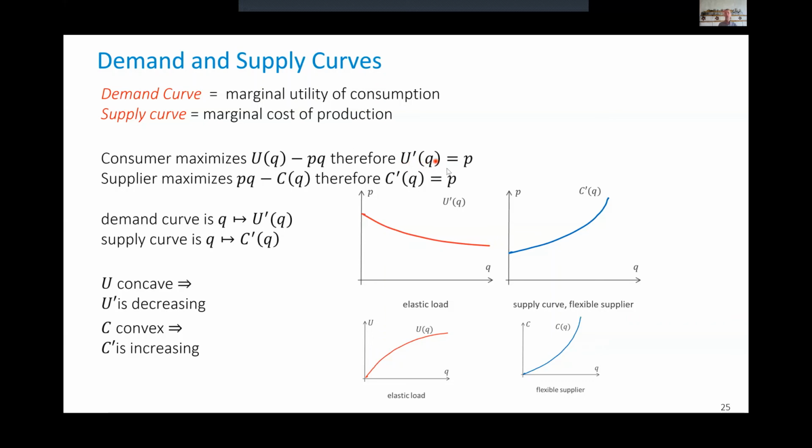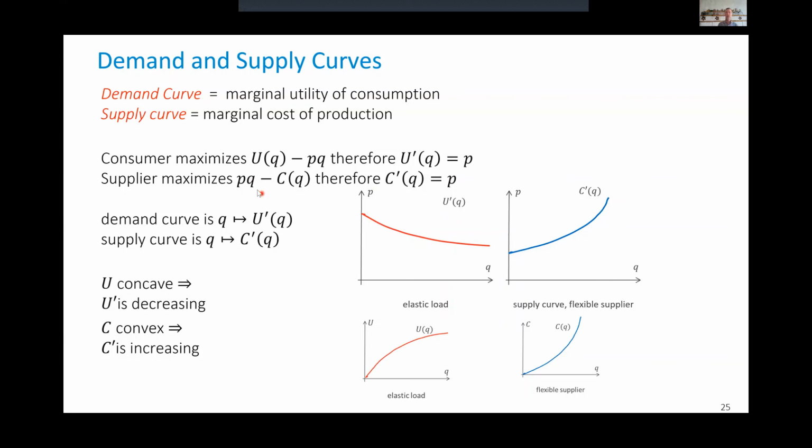So the economic theory says you choose to buy a quantity Q when the price attached to this quantity is equal to the derivative of utility. And similarly, you will sell a quantity Q if the derivative of the cost, so the marginal cost, is equal to the price here. So this is why markets stabilize at marginal prices here.